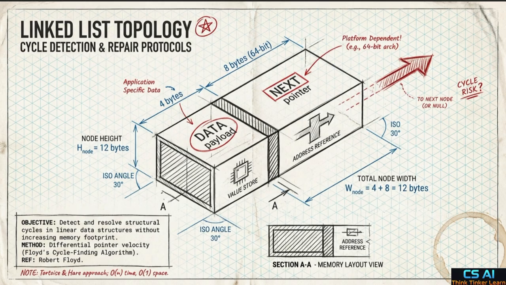On this page, we see a detailed breakdown of a linked list node. Each node consists of a data payload, which is application-specific data, here shown as 4 bytes. Crucially, it also contains a next pointer, which is an 8-byte, 64-bit address reference, making it platform dependent. The total node width is 12 bytes, encompassing both the data and the pointer.